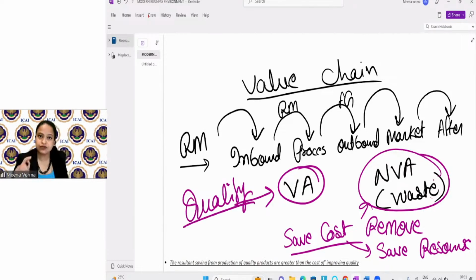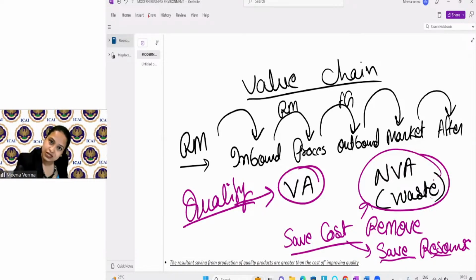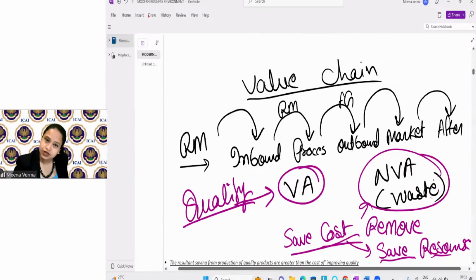So this is one of the ways. You can see in the case of value chain, we are trying to find out all the waste in the company, we remove them, and we save the cost. When you remove all the wastes, you are saving the resources. When you save the resources, you are saving the cost. So cost will reduce here.